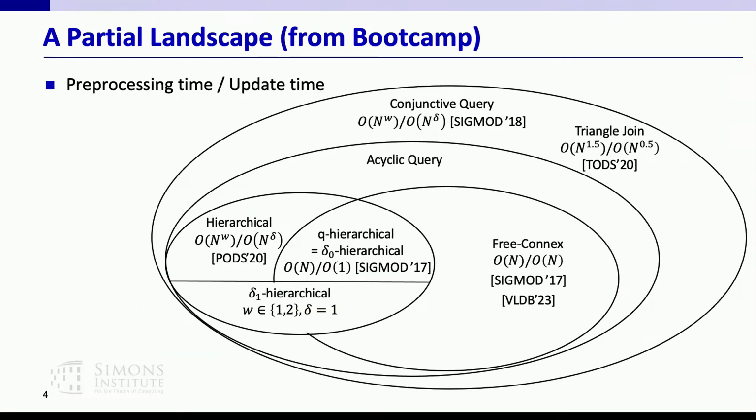This is also a landscape, from Dan's talk. If we just focus on the constant delay enumeration, this is the overview of the results that can be achieved for preprocessing time and update time for different classes of queries. In the middle is the q-hierarchical query, and we can achieve a data structure that can be built in linear preprocessing time and updated in constant time for constant delay enumeration. But for all other queries, we need to pay much more cost.